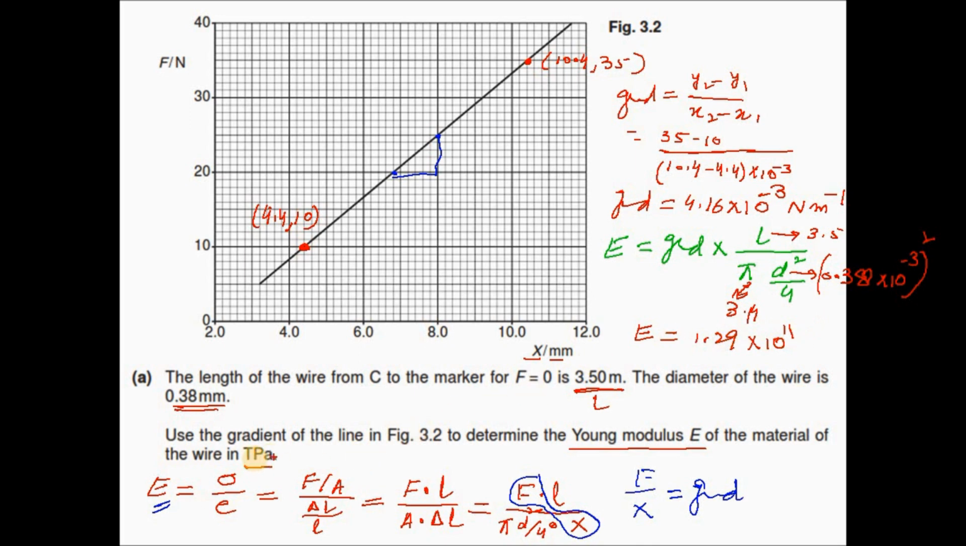But they are saying that you need to give the answer in terapascal. Tera means 10 to the power 12. So you need to make this 10 to the power 11 into 10 to the power 12. So we shift the decimal to the left, then our answer becomes 0.129 times 10 to the power 12, or 0.13 times 10 to the power 12. 10 to the power 12 is tera, and of course this is Pascal, so terapascal. So 0.13 terapascal is your final answer for Young's modulus of that sample of wire.